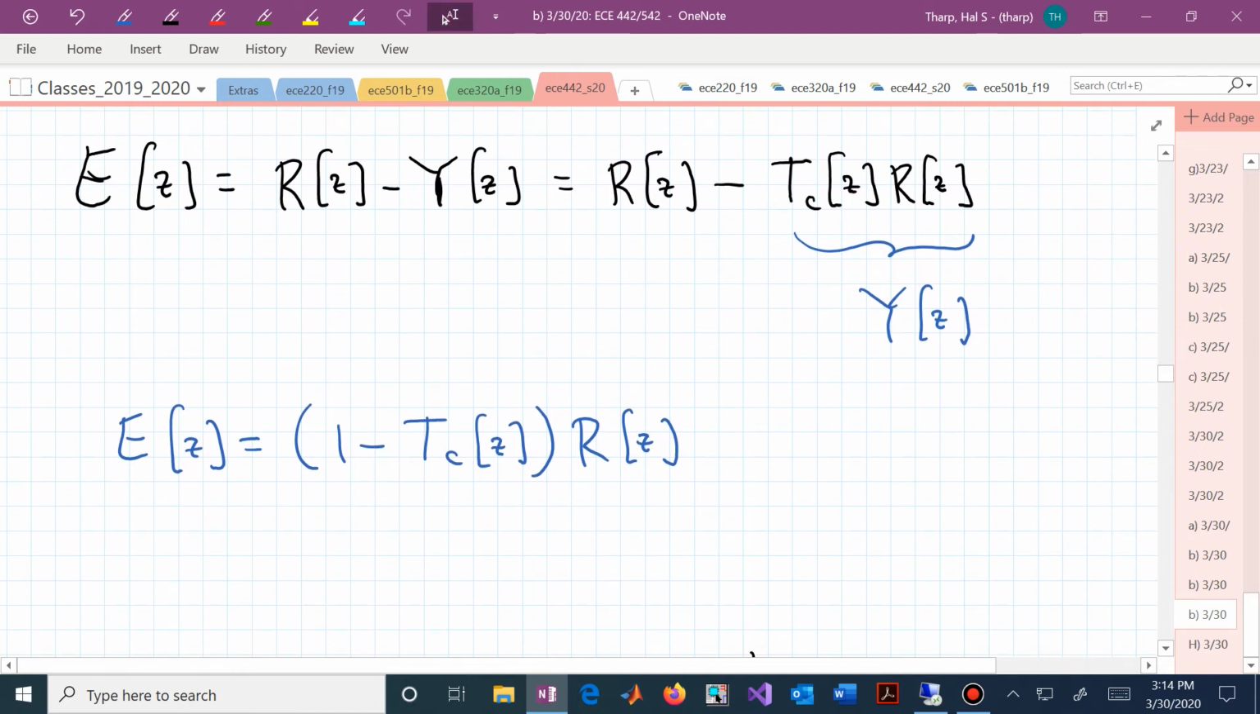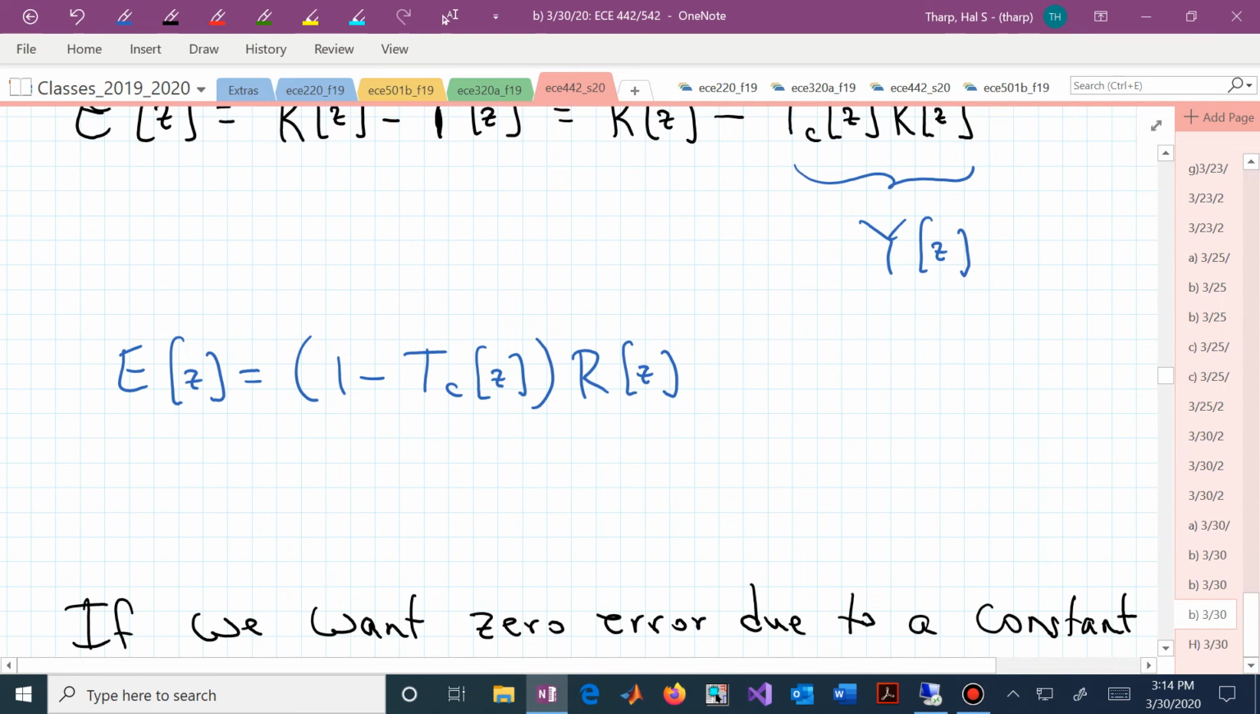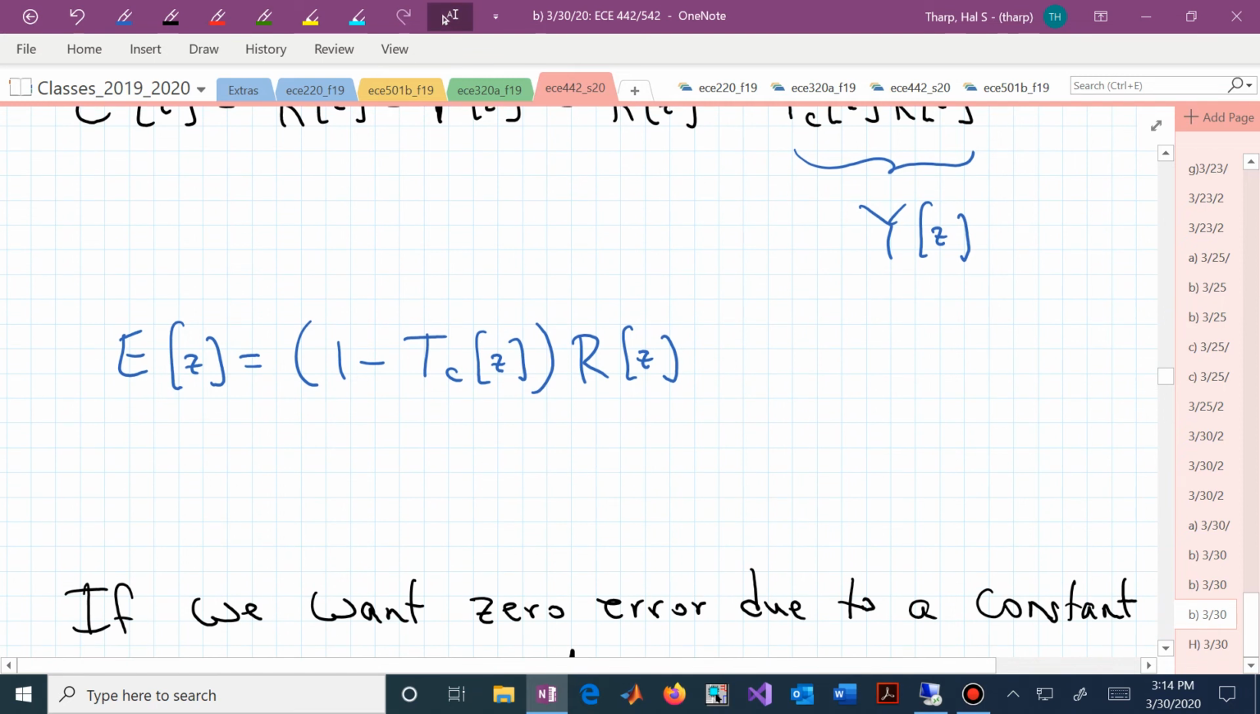E is now simply factoring out the common R of Z in both terms on the right. E is now equal to 1 minus T sub C of Z times R of Z. And what does that relationship tell us relative to the error? So let's look at that for the two different cases that we will focus on in this class.